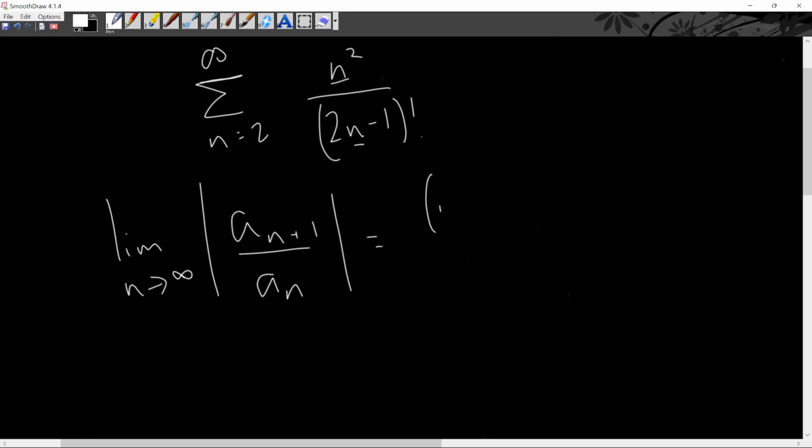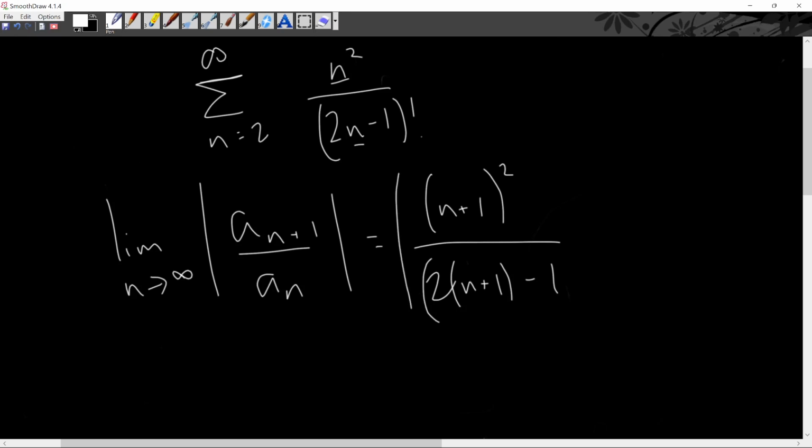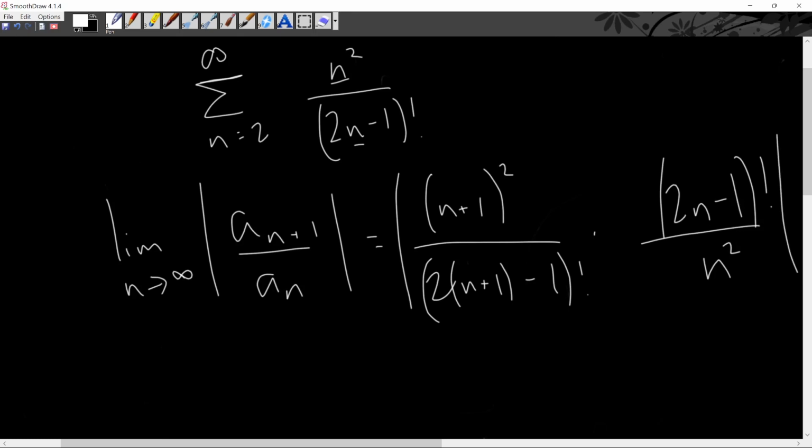So we're going to have n plus 1 squared over 2 times n plus 1 minus 1 factorial, absolute value of everything, times, well, this is, again, division. You're doing a sub n plus 1 divided by a sub n. So we're going to have this be the reciprocal. So we're going to have 2n minus 1 factorial in the numerator, and we're going to have n squared in the denominator. Okay, so let's evaluate this.